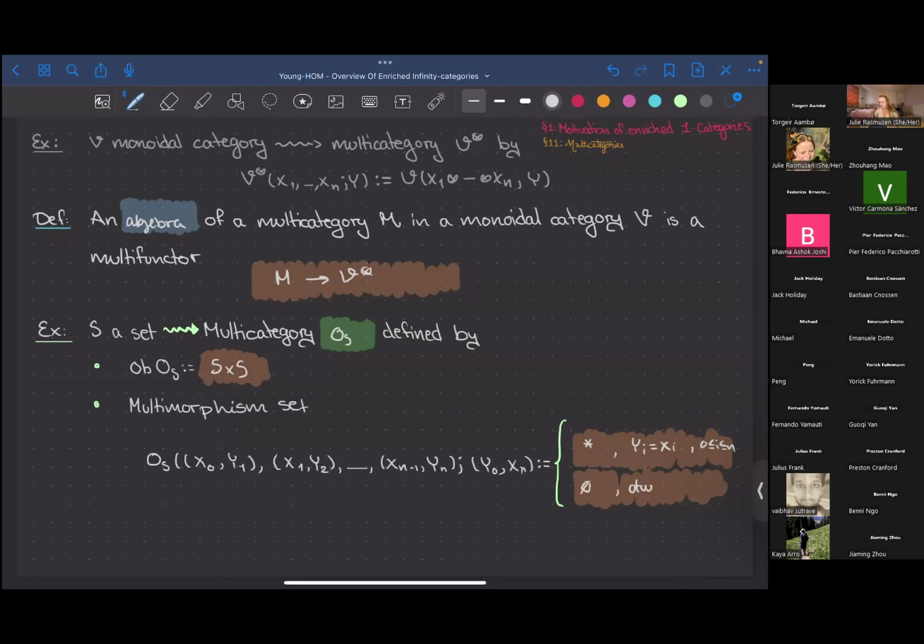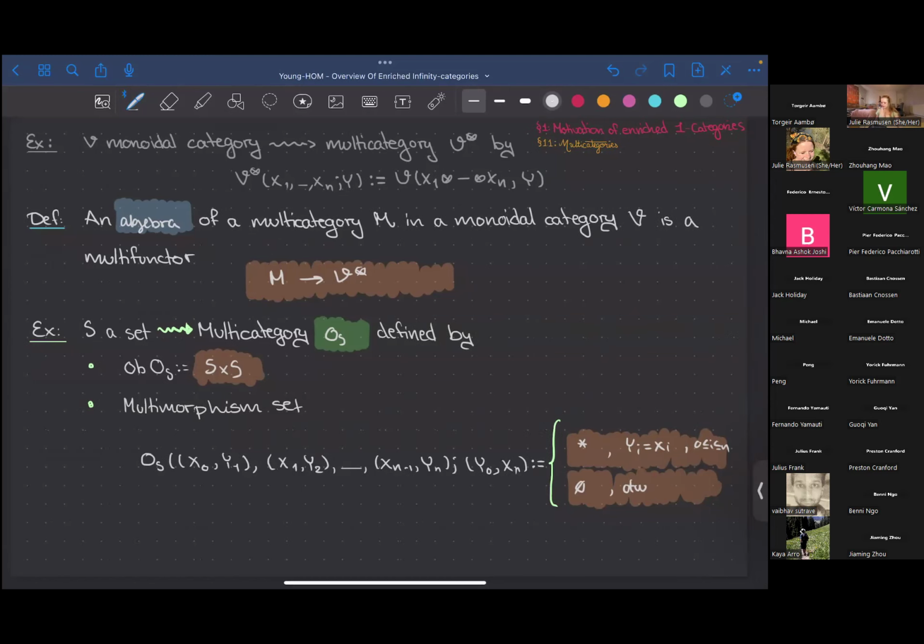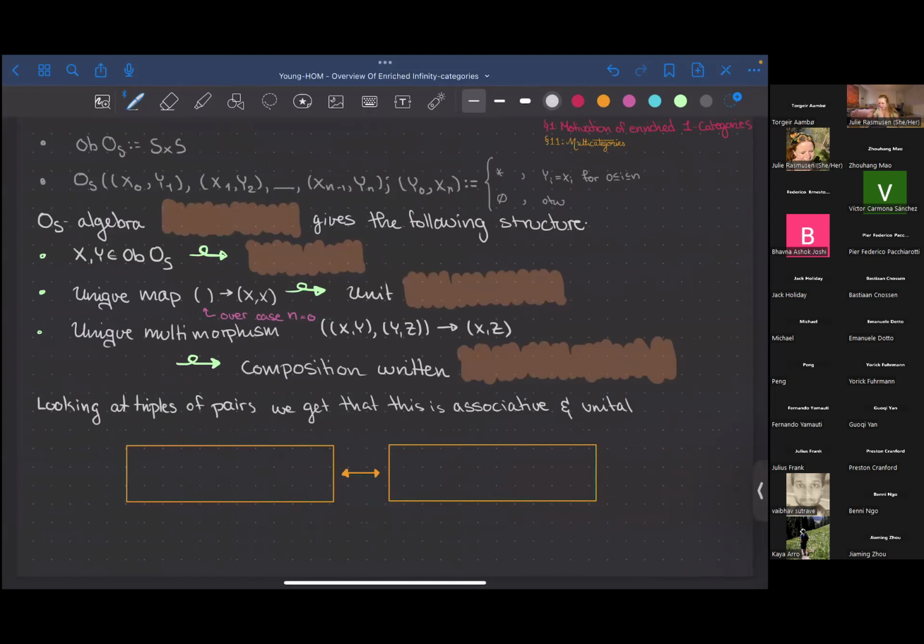And this might seem a bit arbitrary, but if we start to consider algebras in, like, O_S algebras, for example, let's denote this by C, so it goes from O_S into V, considered as a multi-category, it gives us the kind of structure that we're interested in. So first of all, if we have two objects x and y, then we get an object C(x,y) in V, just because that's how a functor works.